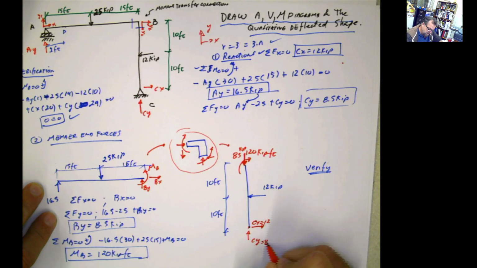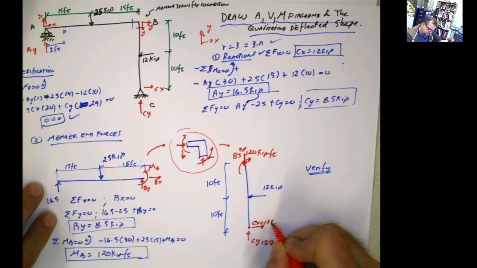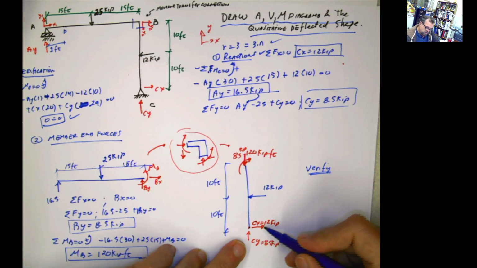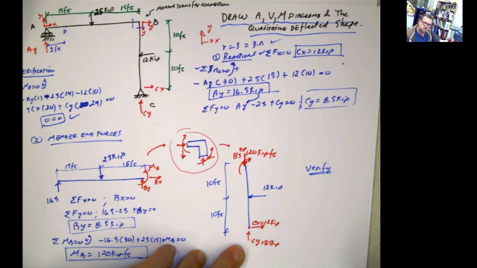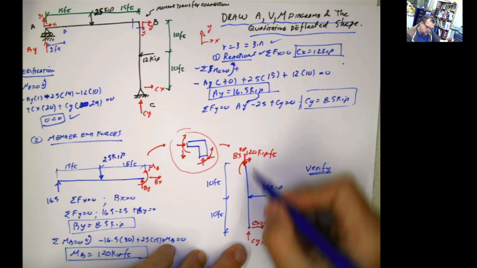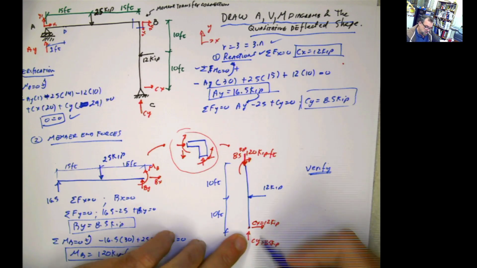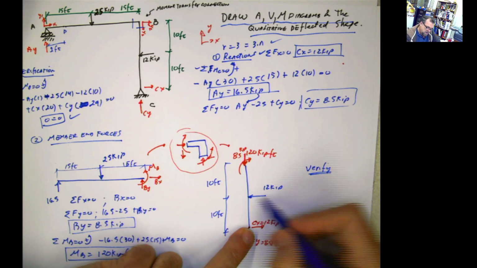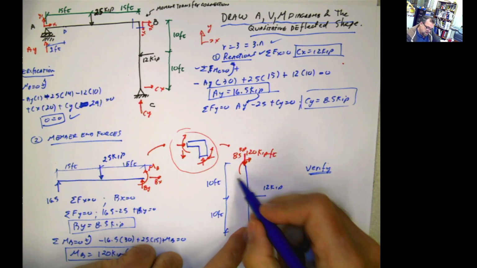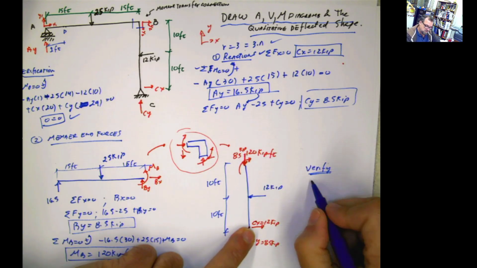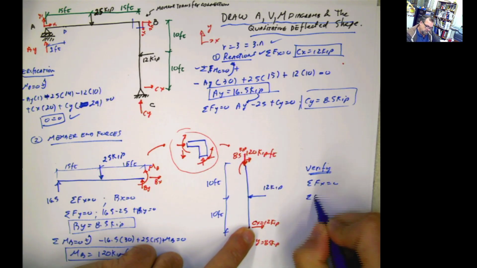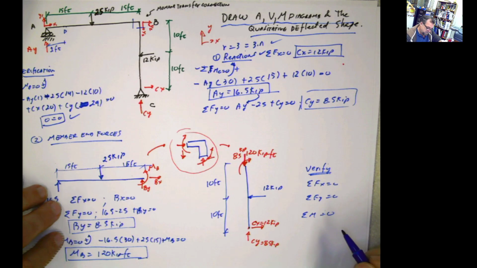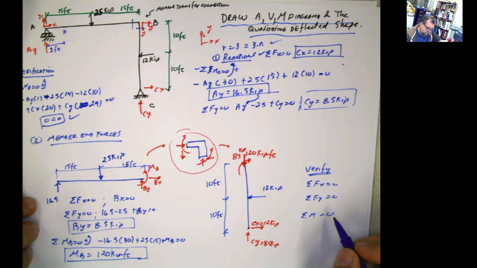Cy equals 8.5. Okay, summation of forces in X equals 0. So you have 12 minus 12, 0. Good. Summation of forces in Y equals 0. 8.5 minus 8.5, 0. Good. Summation of moments. Where? I don't know. Here. Summation of moments here. Positive 12 times 10 minus 120, 0. Good. Perfect.